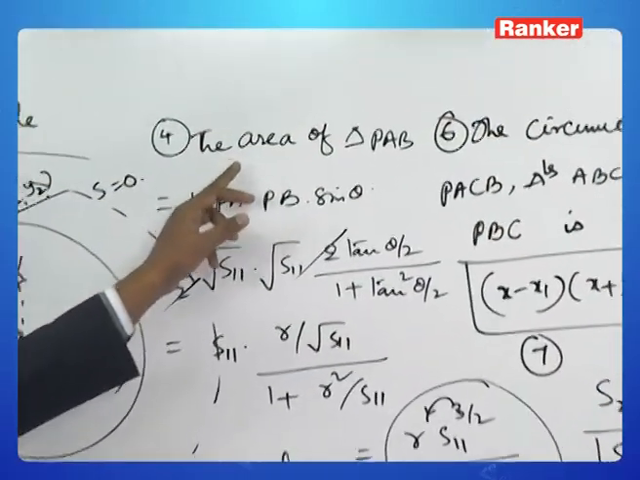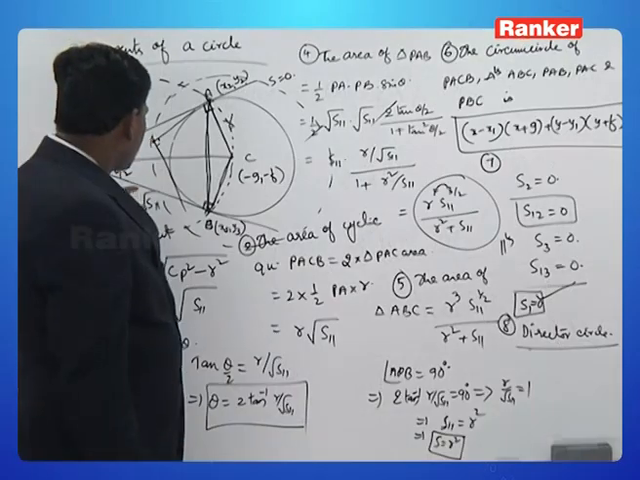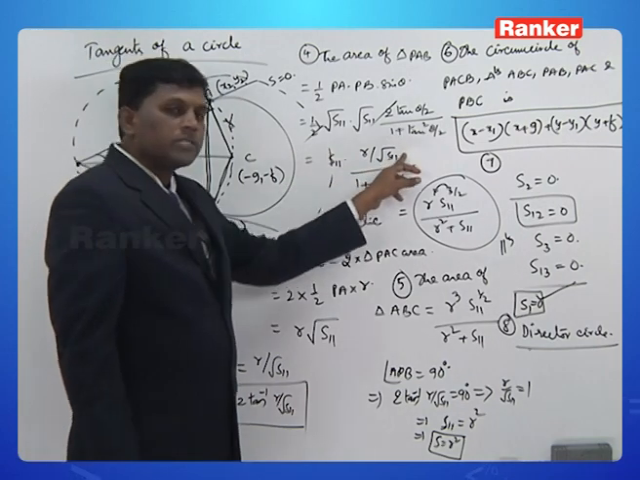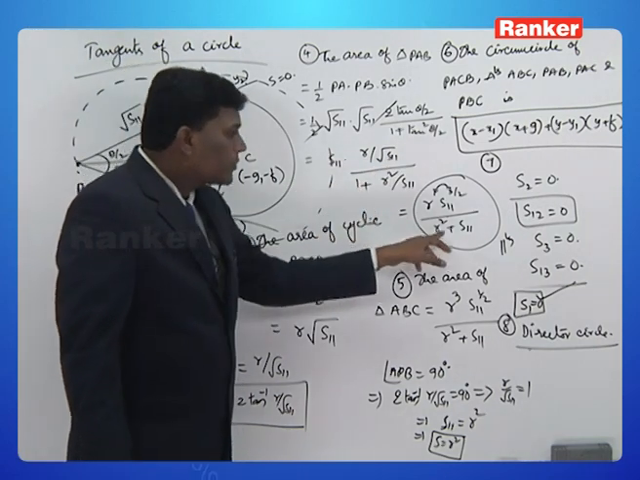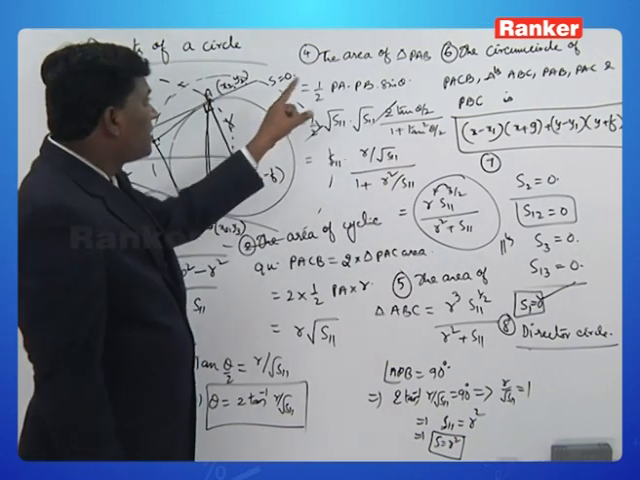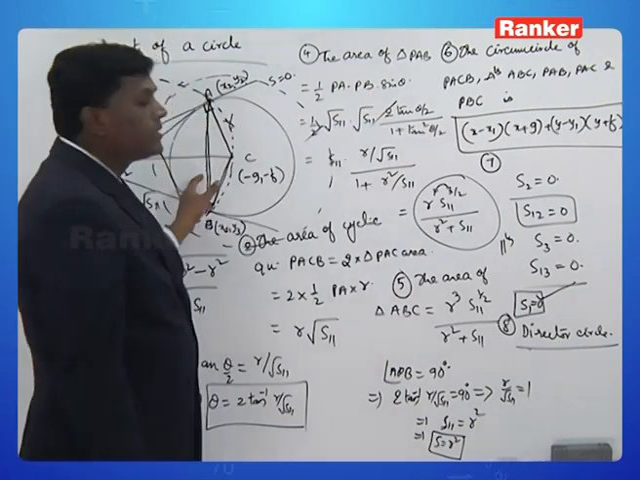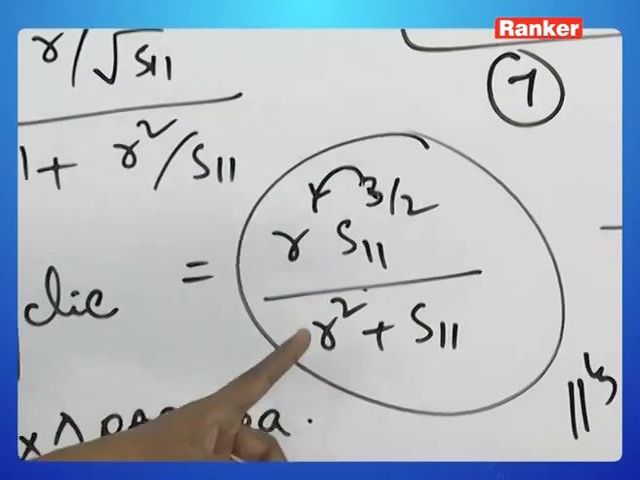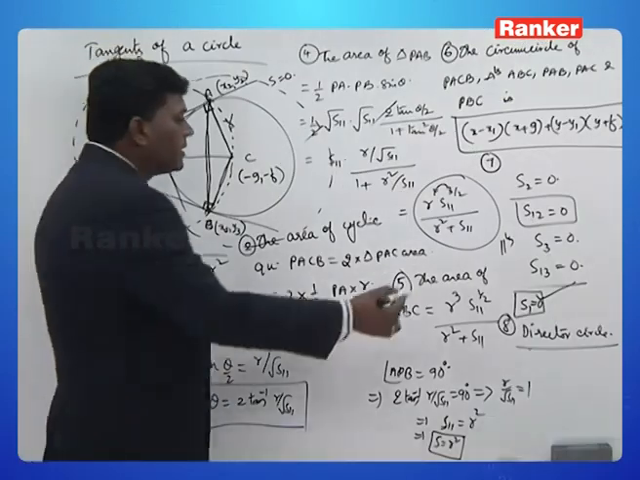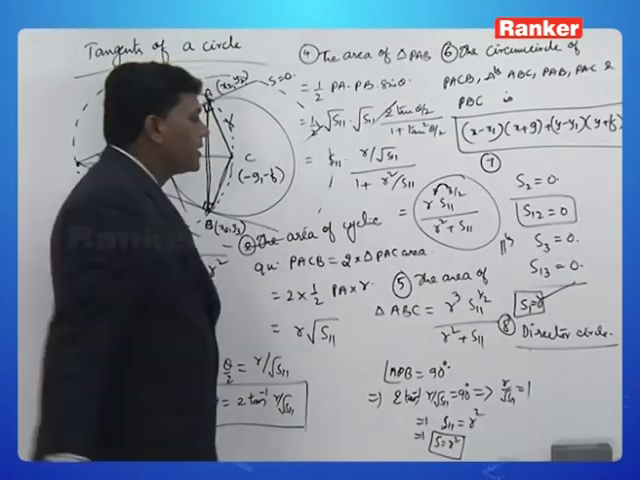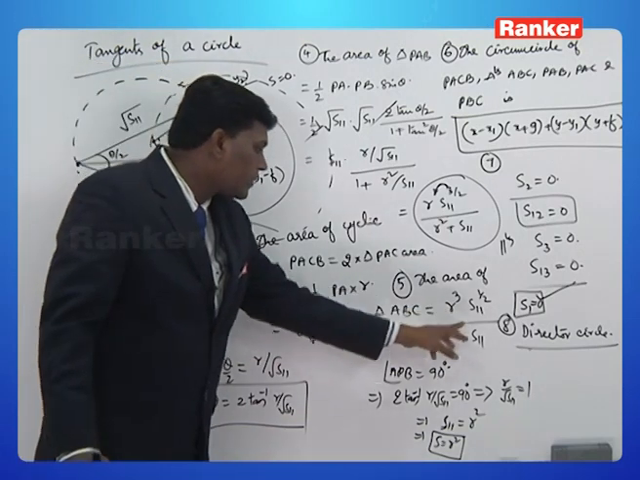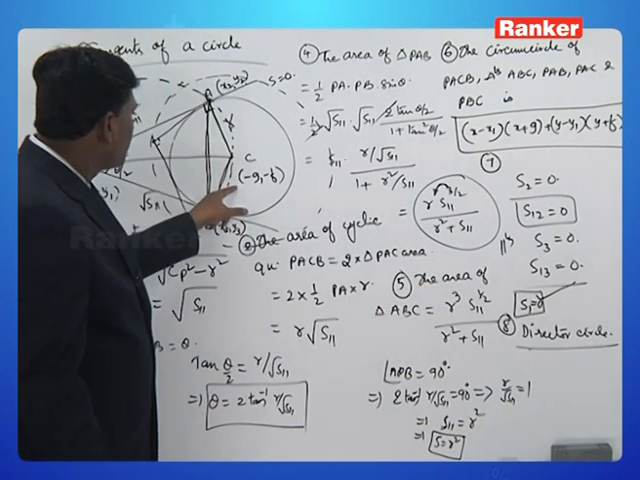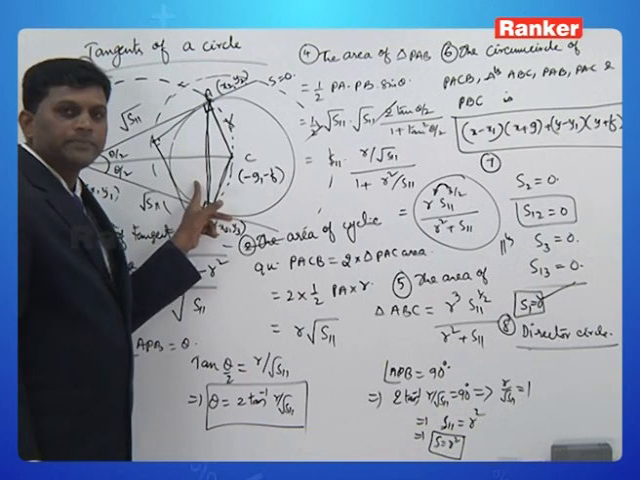And the fourth one, the area of the triangle formed by both the tangents and their chord of contact, will be r into root S11 by 1 plus r square, plus the area of the triangle formed by the tangents and their chord of contact is r into S11 power 3 by 2 by r square plus S11. If we transfer this power 3 by 2 to r, then r cube into S11 power half by r square plus S11 represents the area of the triangle formed by both the radii and their chord of contact.